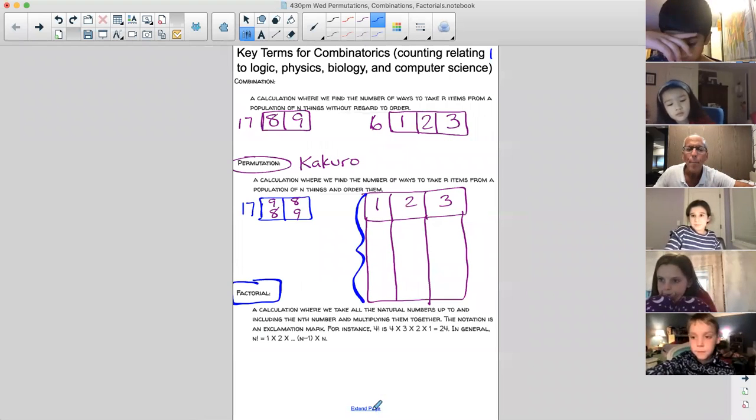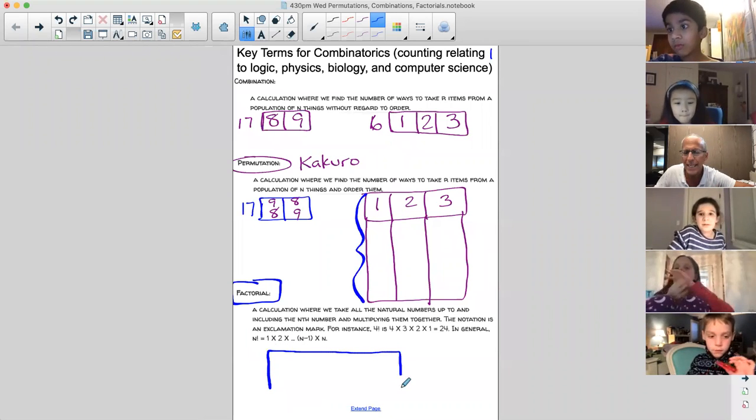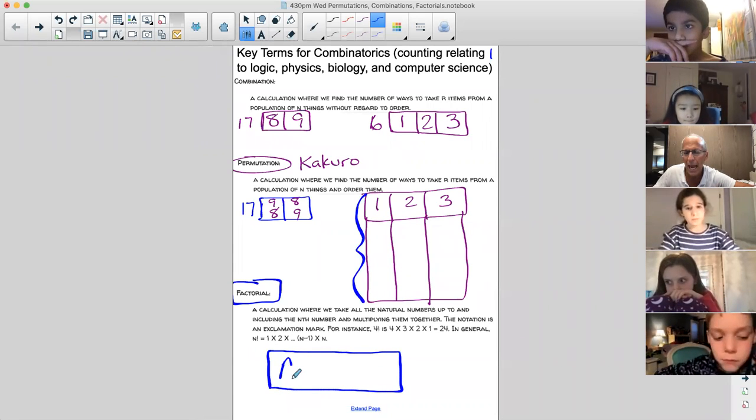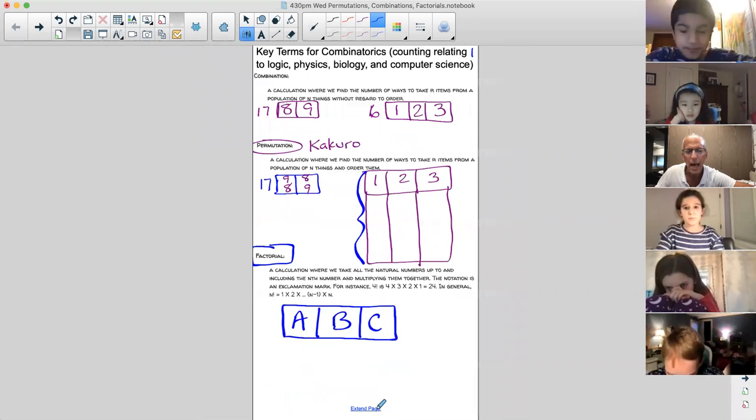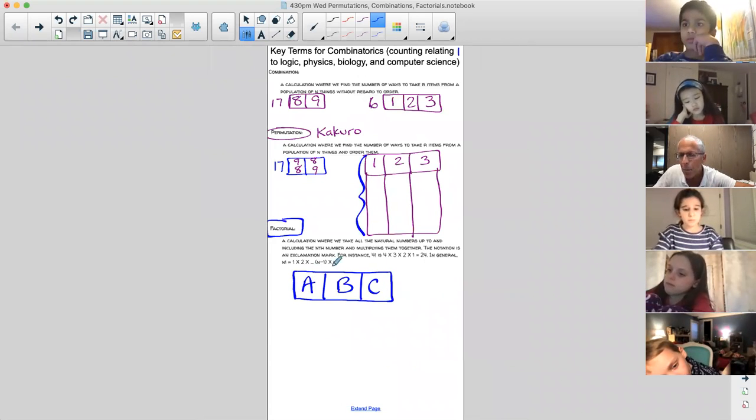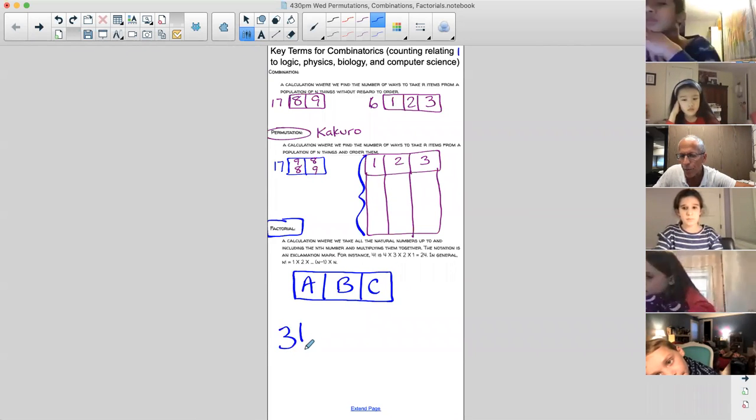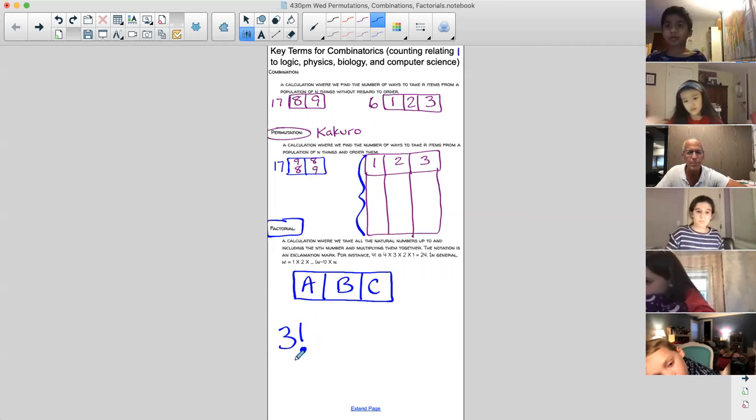Now, factorial. Might it have been easier if we know that we only have 3 different numbers, A, B, and C, and we know that we're going to have 3 spots? All you have to do is put a 3 and an exclamation point. Everybody do that. Put a 3 and an exclamation point.